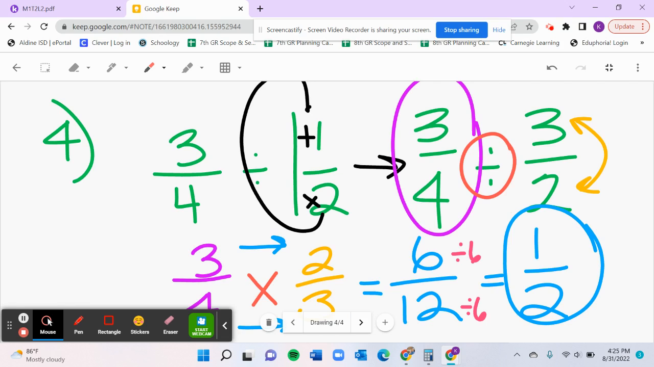Keep the first fraction, flip the second fraction, change that division sign to multiplication, and then multiply straight across the top and bottom. You would have gotten 6/12, and as we all know, that can be simplified. You divide the top and bottom by 6, and you would get 1/2. And this completes your warm-up.